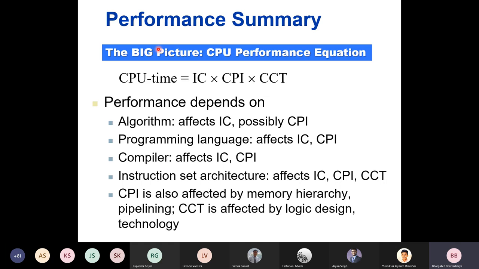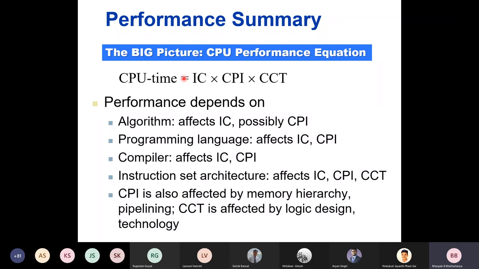So here is the summary. You can look into this, that performance depends on many parameters like algorithms, which affects the instruction count, maybe CPI also, programming language, compiler, optimizing compiler, instruction set architecture, which influences all three parameters. CPI is affected by memory hierarchy, use of cache and different kinds of memory levels. The concept of pipelining also improves CPI. If we implement pipelining, it will also improve the CPI value. CCT is affected by logic design technology. So this is the summary, and you can see this is the overall picture.